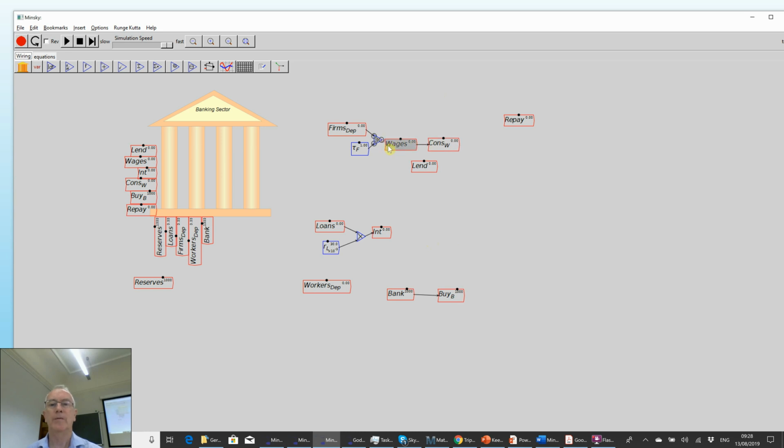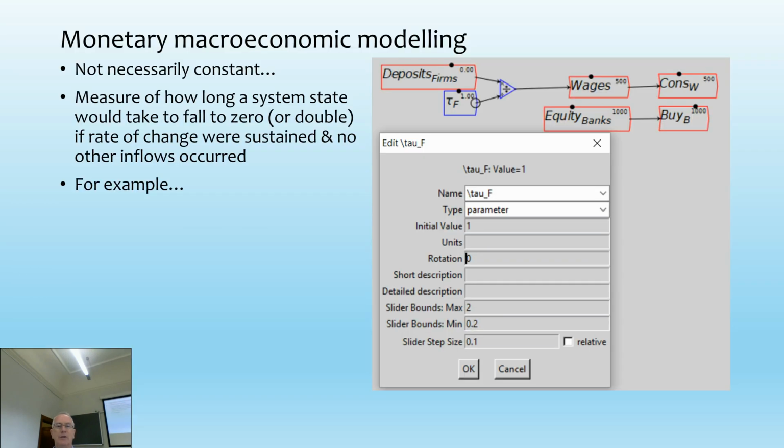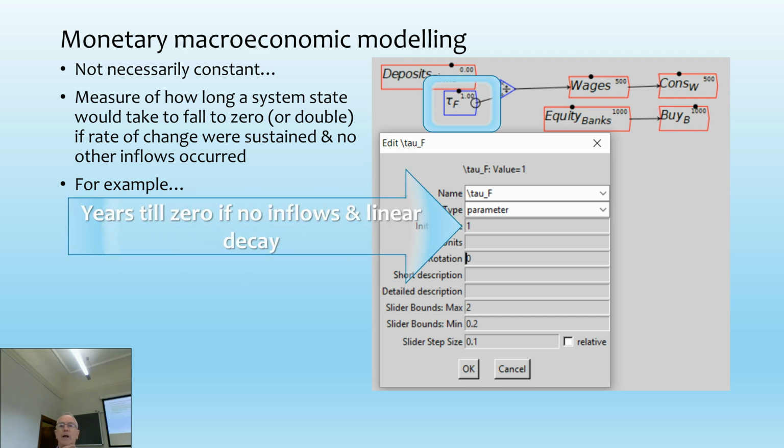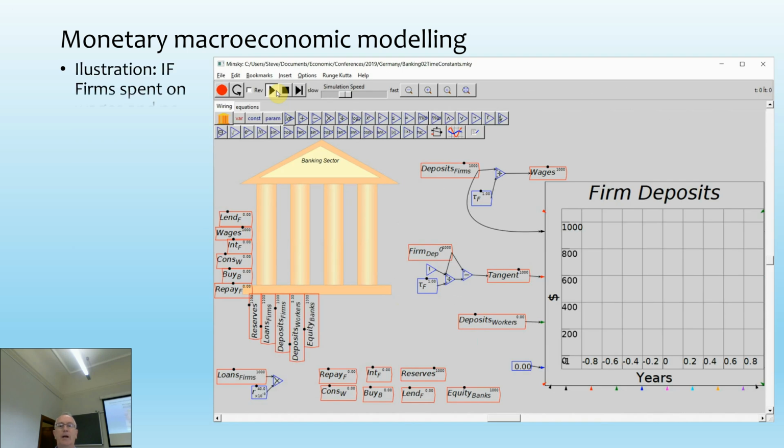So that's relating what's in the firm deposit account back to wages and giving you consumption of workers as well. At the moment there's zero in those accounts and nothing will happen. Okay, there'll be no change. But that's the basic idea of using a time constant. So there's a time constant for the turnover of the amount of money in the firm sector, and that tells you how many years it'll be until the account's emptied if there are no inflows and the decay was a linear decay.